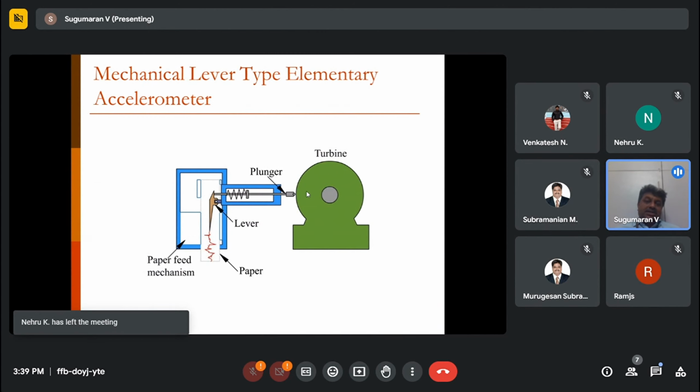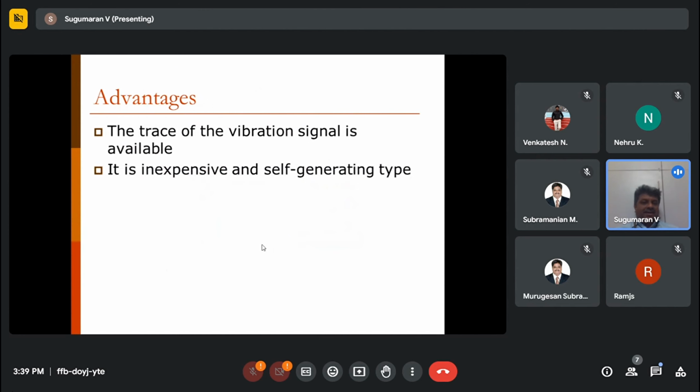The first one is the mechanical lever type elementary accelerometer, where of course the diagram is not to scale. This is a big room-size turbine. This is a small instrument. The instrument is fixed so that the plunger moves left and right according to the horizontal, and that movement is enlarged by this lever principle, and the enlarged version of this movement is recorded on graph sheet in the form of a graph. By analyzing the vibration signals, people make the necessary analysis. This is a very primitive, very old type of accelerometer, the mechanical type.